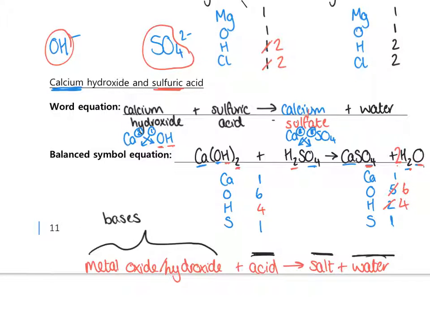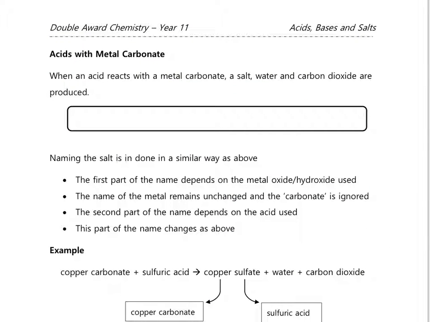So any example of a metal oxide or a hydroxide that you get reacting with any acid is going to be a neutralization reaction, because it's always, by the general equation, going to produce salt plus water. So the last type of reactions of acids is acids with metal carbonates this time. And we'll have a look to see how our equation is a little bit different. And it's these general equations that are the most important things here.